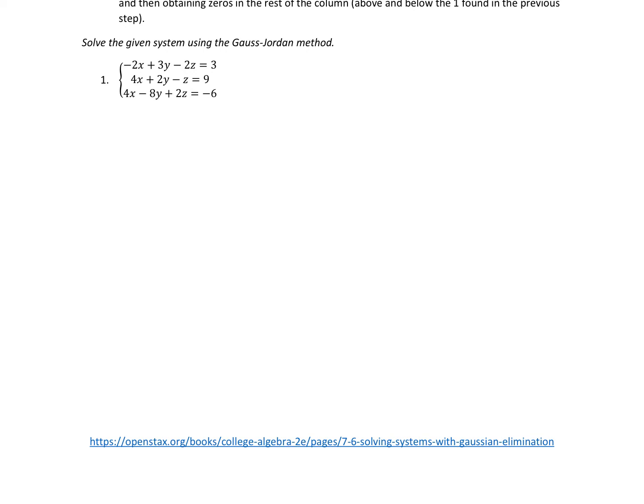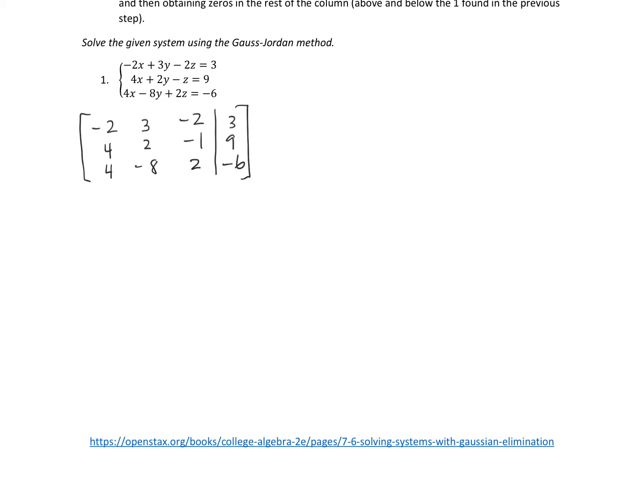So in this first one, you can see that we have 3 equations, which means our matrix will have 3 rows. And you can see that there are 3 variables, x, y, and z, as well as the solutions or the constants on the right. So we will have 4 columns. We will write this as a matrix: -2, 3, -2, 3; 4, 2, -1, 9; and 4, -8, 2, -6.